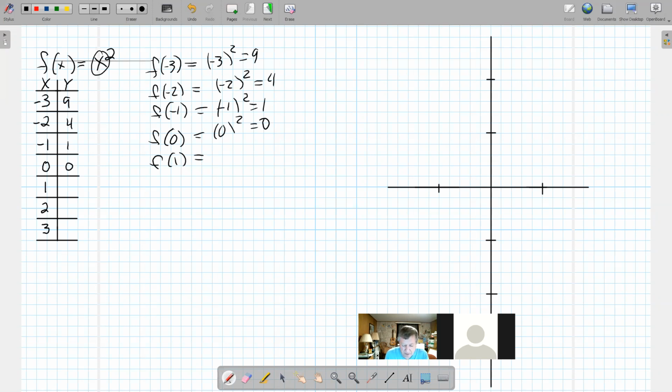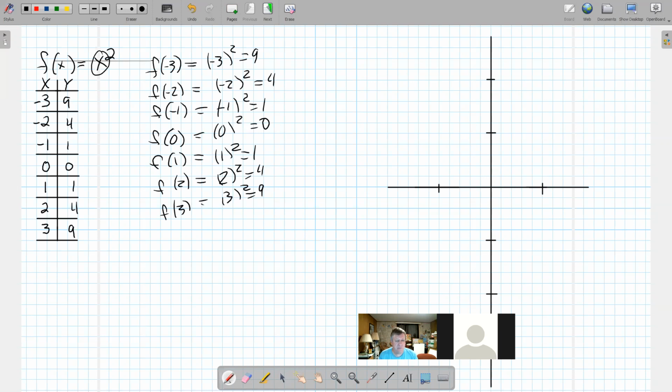If x is 1, f of 1 equals 1 squared, which is 1. If x is 2, f of 2 equals 2 squared, which is 4. If x is 3, f of 3 equals 3 squared, which is 9. Okay, now let's take a look at just my table here.